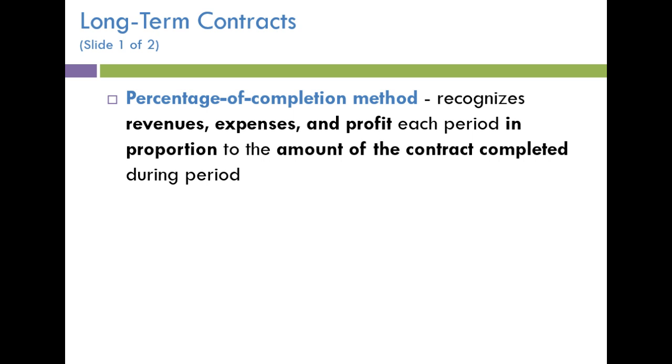Percentage of completion method recognizes revenues, expenses, and profit each period in proportion to the amount of the contract completed during the period. Let me tell you the tricky part about this though. You initially start out, let's just think of 35W. They initially estimate as best as they can all that needs to occur. And they try to calculate at this point 5% of the work is done, at this point 10%.